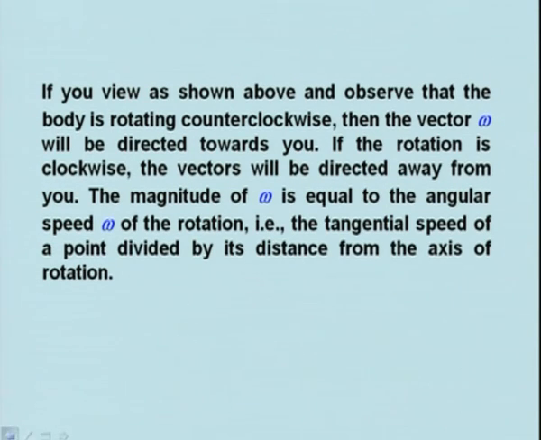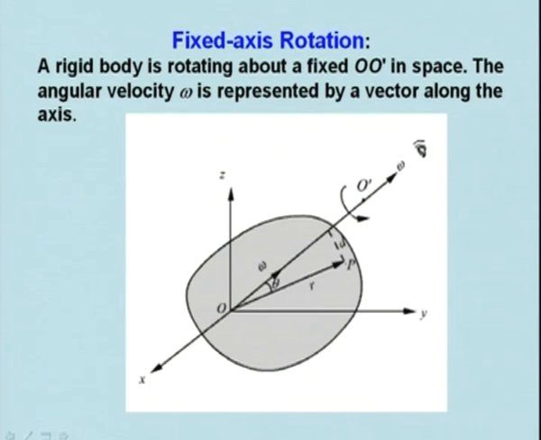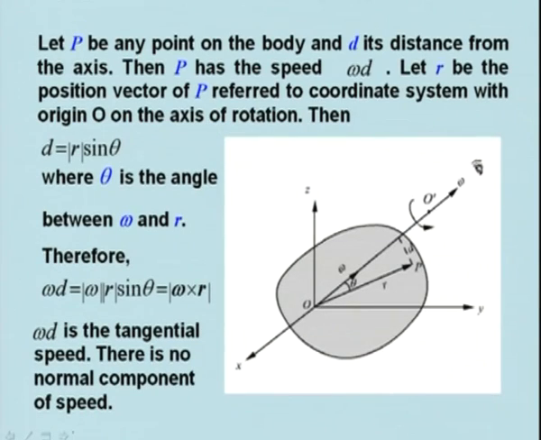Magnitude will be like this: if you find out that point P is there, point P has some tangential linear velocity. So what one has to do is divide it by this small d, and that becomes the angular velocity, that is the magnitude. Now, let us go to this point.